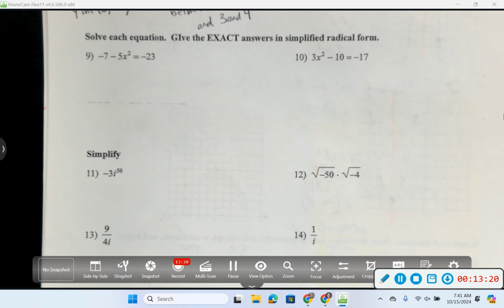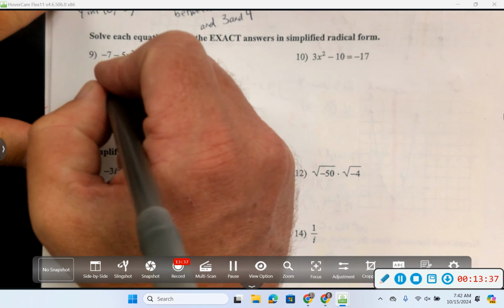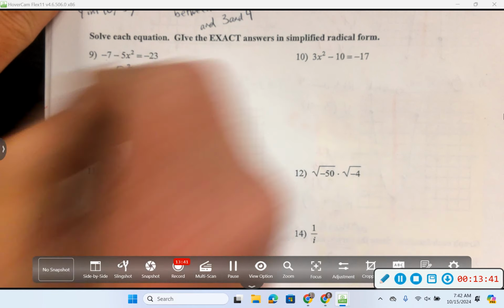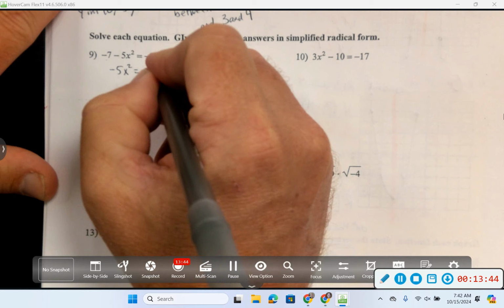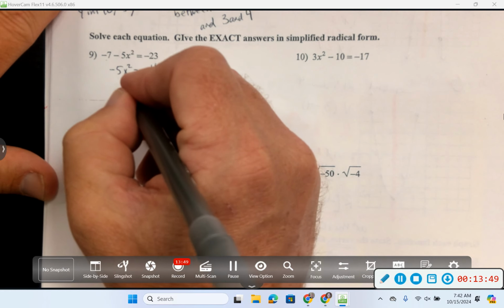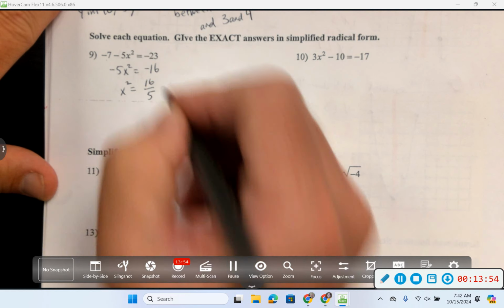Okay, it did not prescribe a method for number 9. So I like the square root method. How do you know you can use the square root method? When there's no x term. When there's only an x squared, then I can get x squared by itself and square root both sides. So let's add 7 to both sides. Then I'll divide. Yeah, you could get rid of the negative first, but eventually I'm going to divide by negative 5 and get 16 over 5.